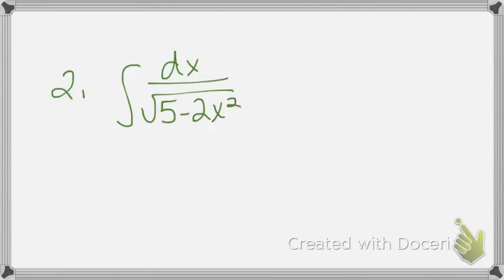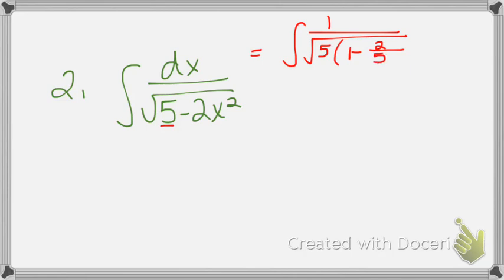Number 2. Alright, again, it kind of looks like it could be arc sine. There's a square root and there's a minus. The very first thing I want to do is work with that 5. I want it to be a 1 there instead of a 5. So I'm going to rewrite it, and I'm just going to make that dx a 1. I'm going to factor out a 5, and then I'm going to divide the 2/5 by it.